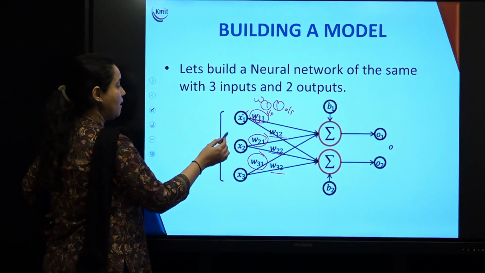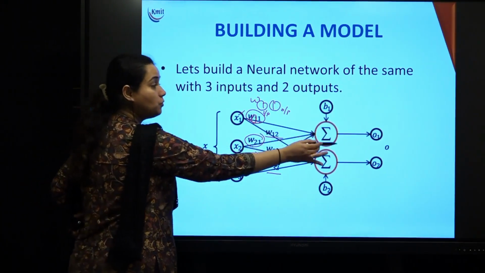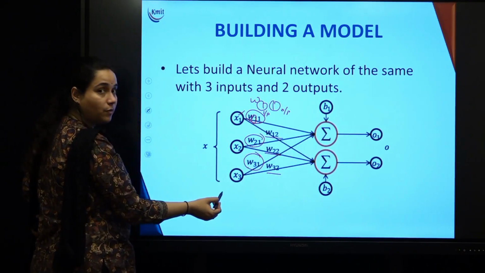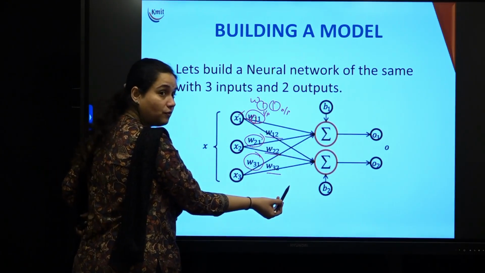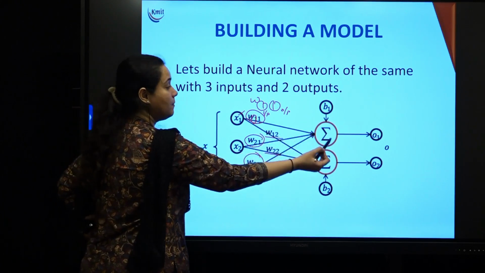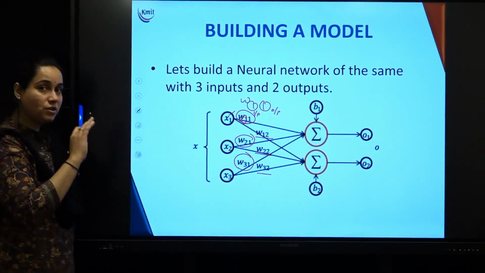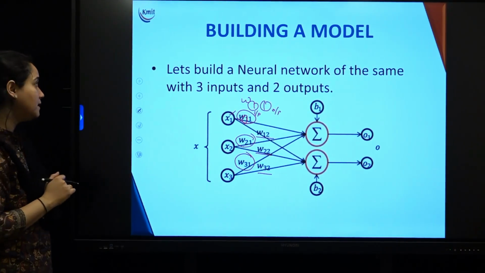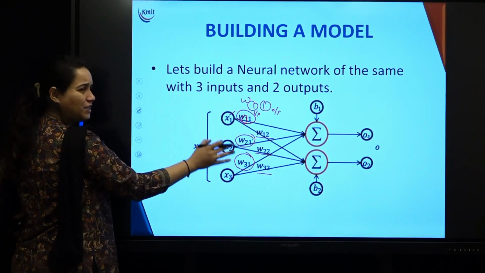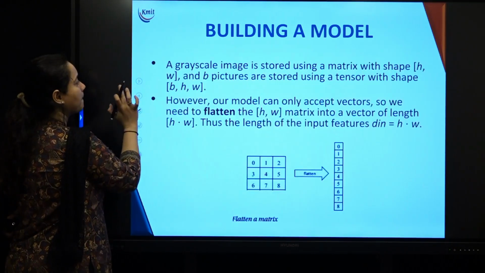Here you have 3 inputs and 2 outputs; 3 is the input dimension. What is the dimension of the weight matrix, and what is the dimension of the output matrix, the input matrix and the bias? You just make a note of all these things. This is for your understanding purpose only.